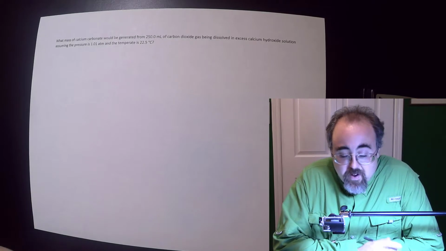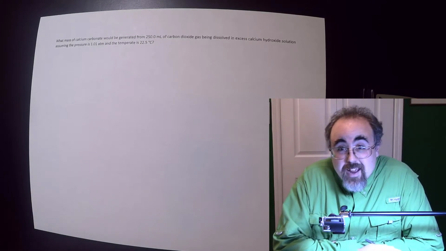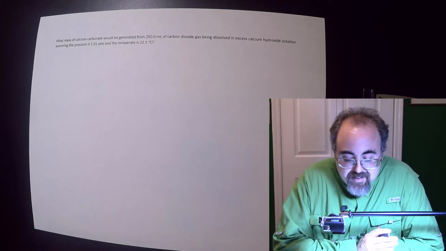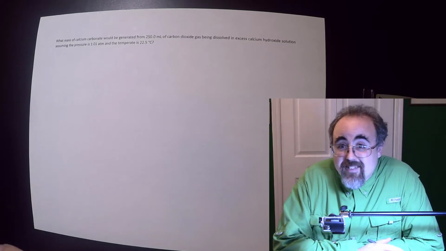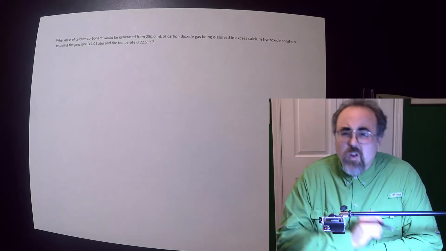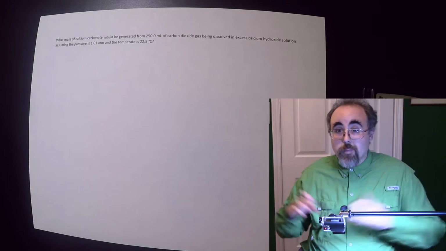Okay, so there's a very good chance this is a bit of an equilibrium reaction, but the fact that the calcium hydroxide is in excess and that's not being talked about, we're going to assume this is a one-way reaction. So let's look at our players.